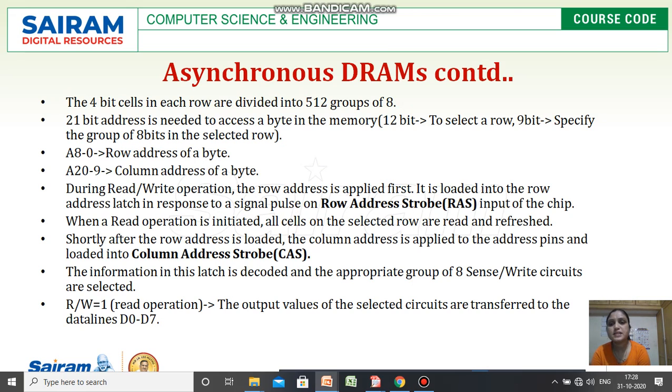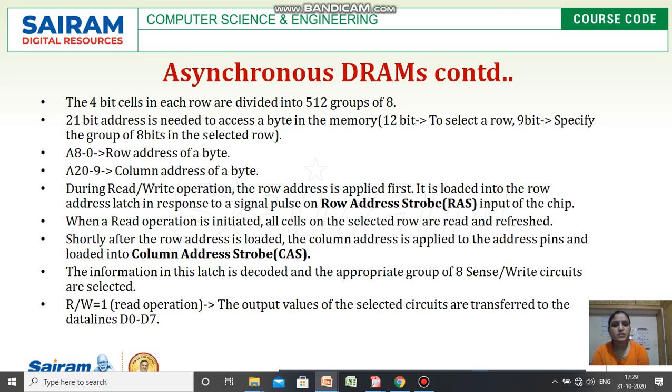The 4K-bit cells in each row are divided into 512 groups of 8. So a 21-bit address is needed to access a byte in the memory: 12 bits to select a row, and 9 bits to specify the group of 8 bits in the selected row. So A8 to A0 is the row address of a byte, and A20 to A9 is the column address of a byte.